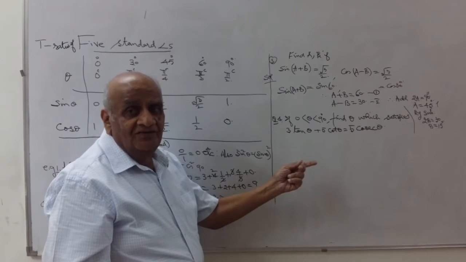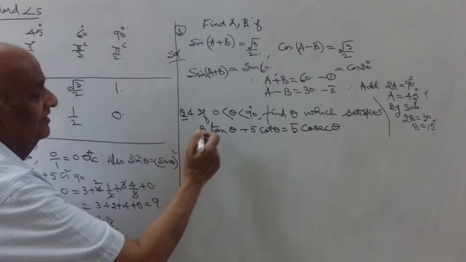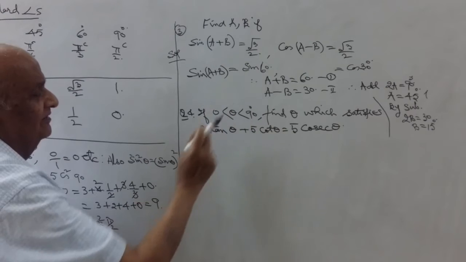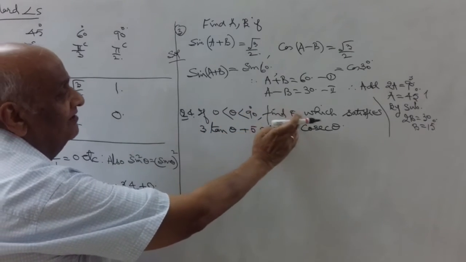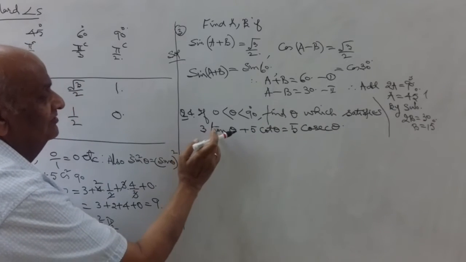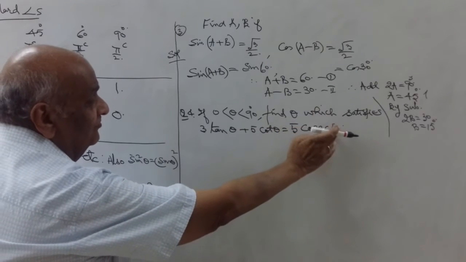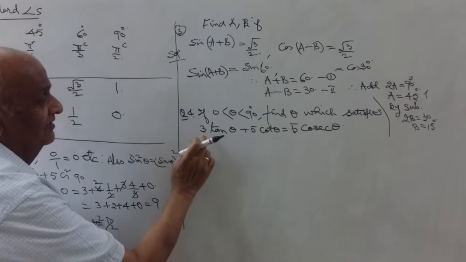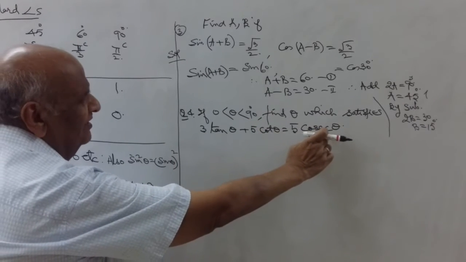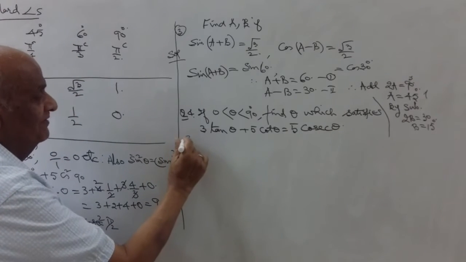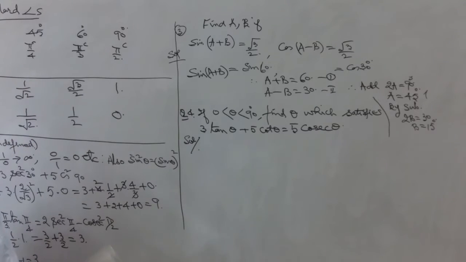Okay, now we go for question number 4. It says if 0 less than theta less than 90, that is the angle should be between 0 and 90, find theta which satisfies the equation 3 tan theta plus 5 cot theta is equal to 5 cosecant theta. Check: 3 tan theta plus 5 cot theta is 5 cosecant theta. I am to solve it for the value of theta. The value should be between 0 and 90.